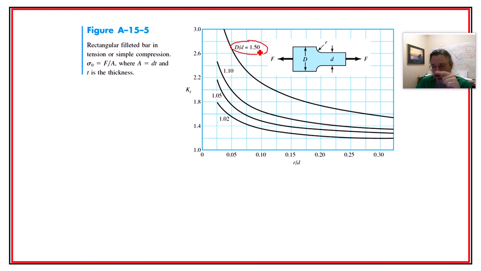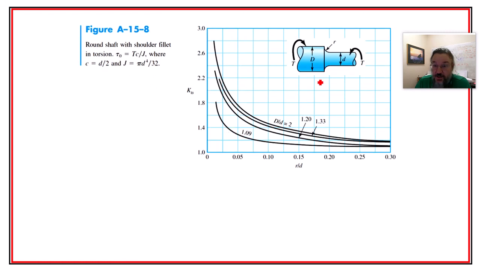So sometimes we'll see that we actually have to use this 1.5 when we don't know anything more. So we don't try to extrapolate. We will interpolate, but we won't extrapolate for the curves. But we see this D over W ratio. We do see that the nominal stress is based on the smaller of the two widths right here times the thickness.